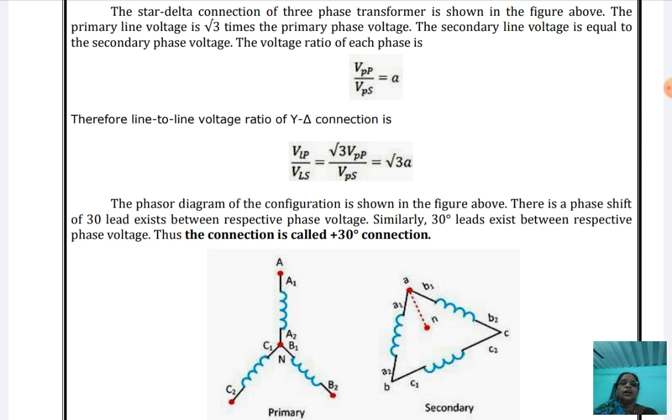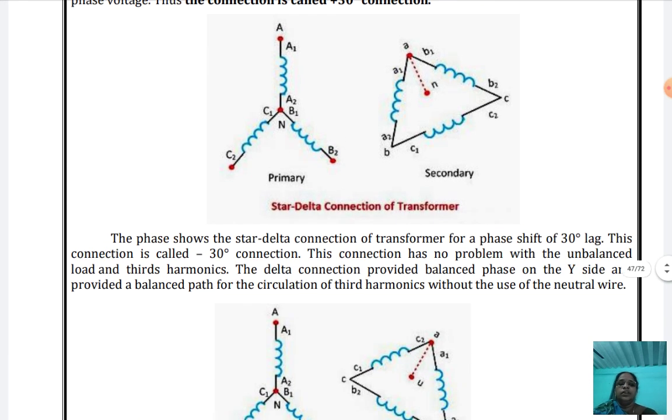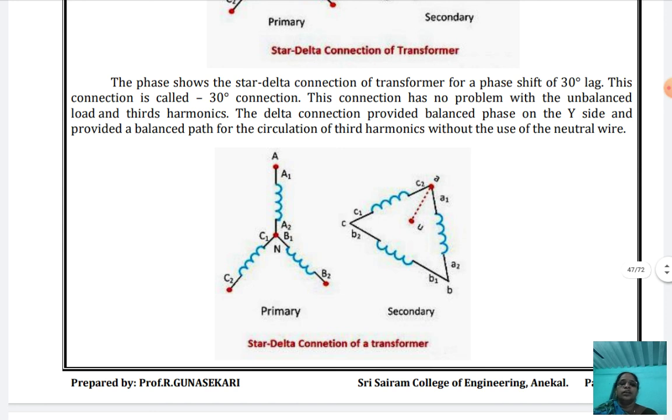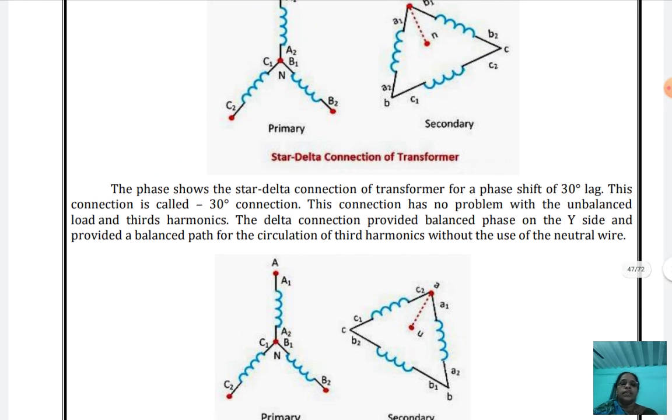You see the delta, the A phase, and you can see the secondary is shifted by 30 degrees. So here you see the star-delta connection, and in this case it is the minus 30 degree connection. Compare both connections: in the first diagram, the lead is at the 11 o'clock position; here it is the 12 to 1 o'clock position. So this is the minus 30 degree connection.